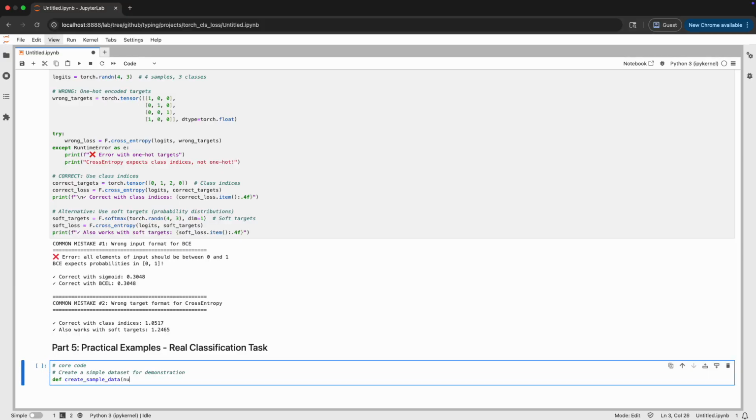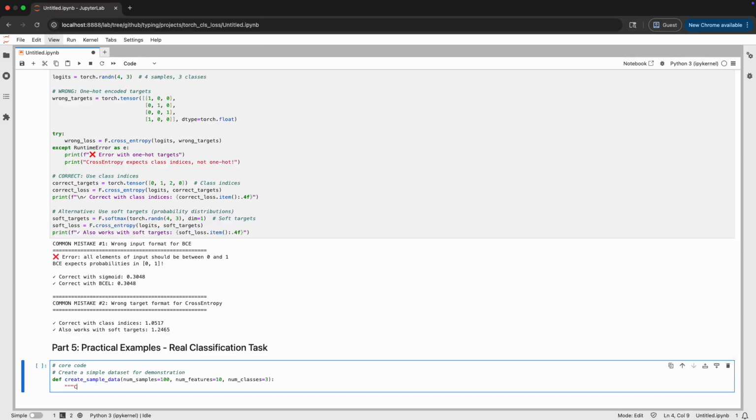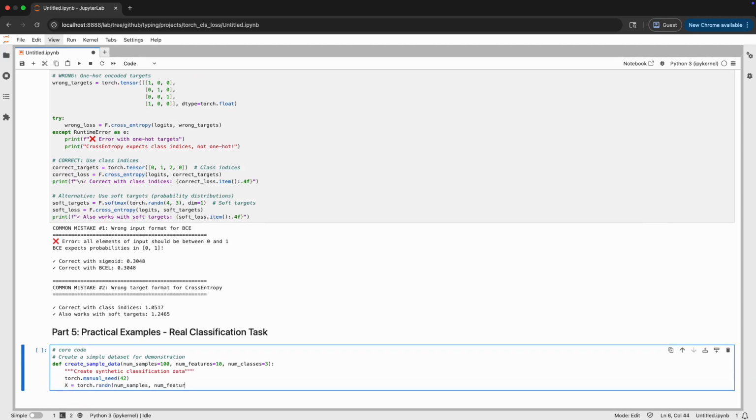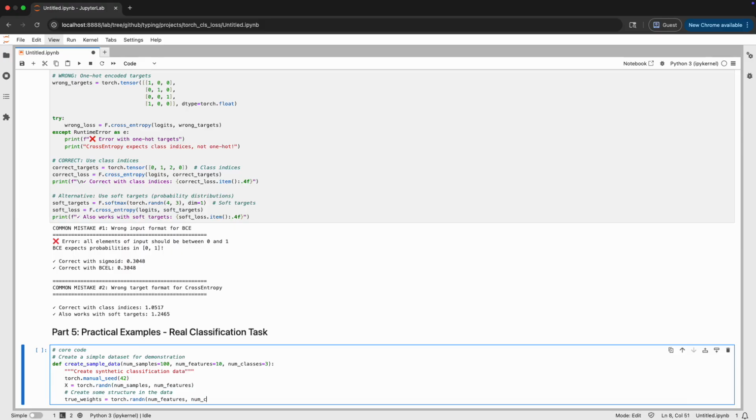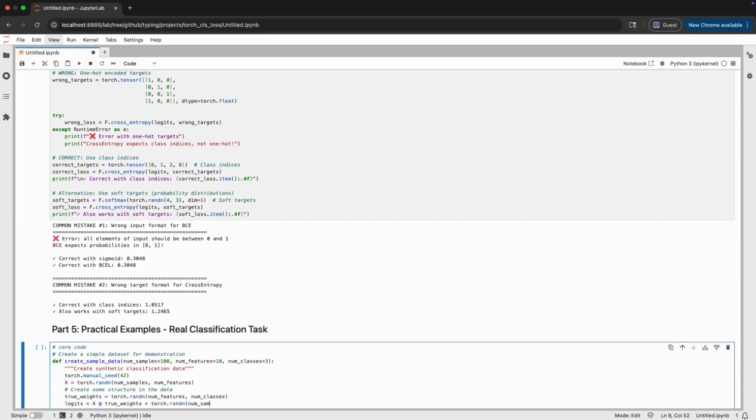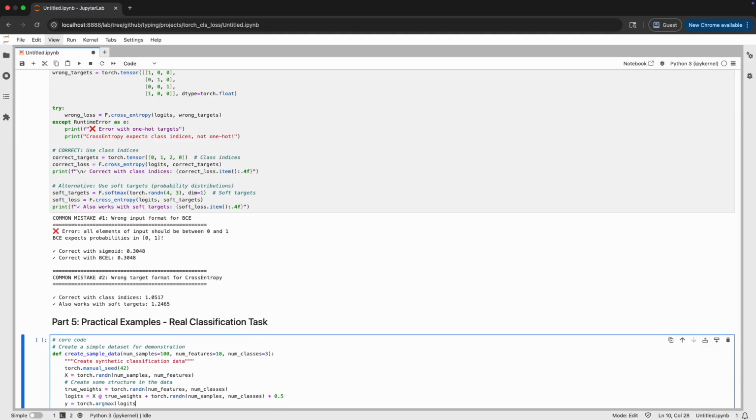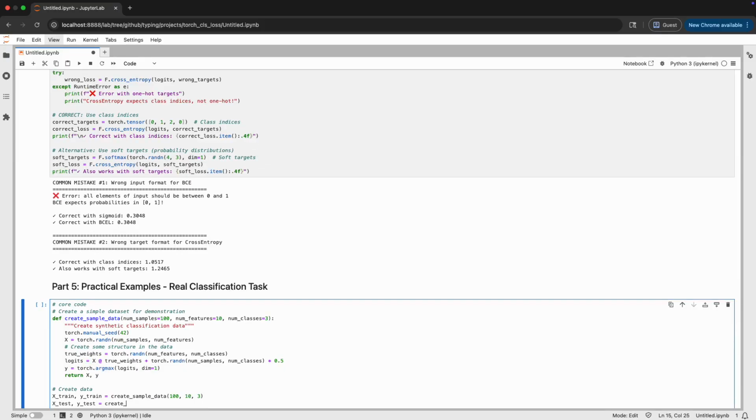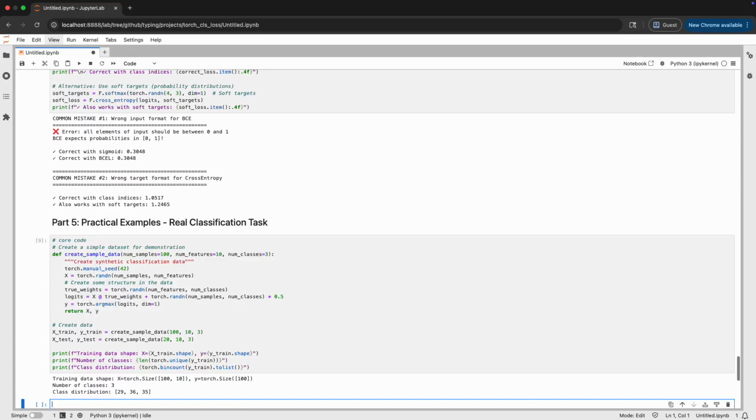I'm creating a synthetic dataset for demonstration. We'll generate 100 training samples and 20 test samples with 10 features and 3 classes. This simulates a real-world multi-class classification problem where we need to distinguish between 3 different categories based on 10 input features. Our dataset is ready.